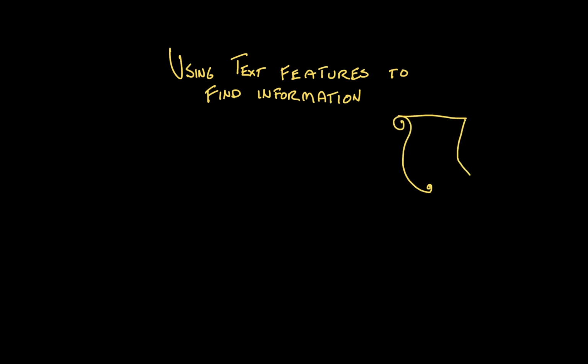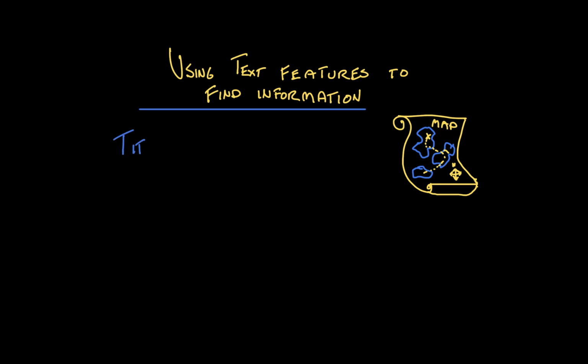Hello readers, today we're going to talk about how to use text features to find information in a piece of nonfiction writing, like a textbook, an encyclopedia entry, or a news article. Information in these texts is organized with a specific purpose in mind. The author wants you to be able to read the text features like a map, so you can find the information that you need. So the first text feature I want to talk about today is the title.